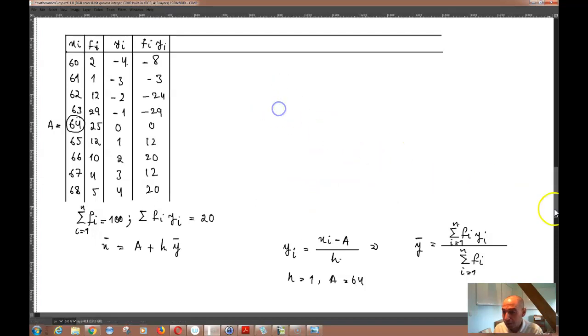And so what I can do is now calculate my y bar. This is equal to 20 divided by 100, which is 2 divided by 10, which is 1/5, which is 0.2, right? Now x bar is equal to a, which is 64, plus h times y bar. h we took as 1, and y bar is 1/5, which is 0.2.